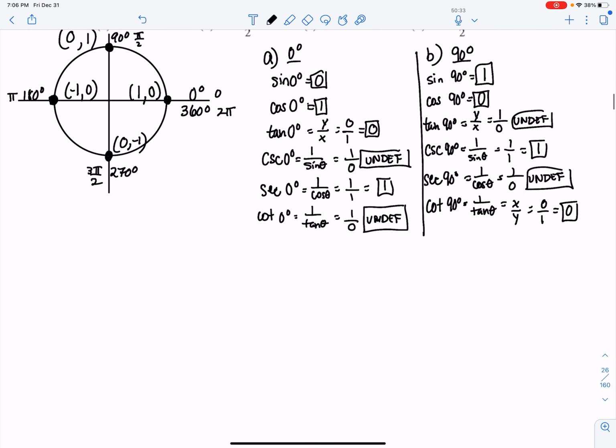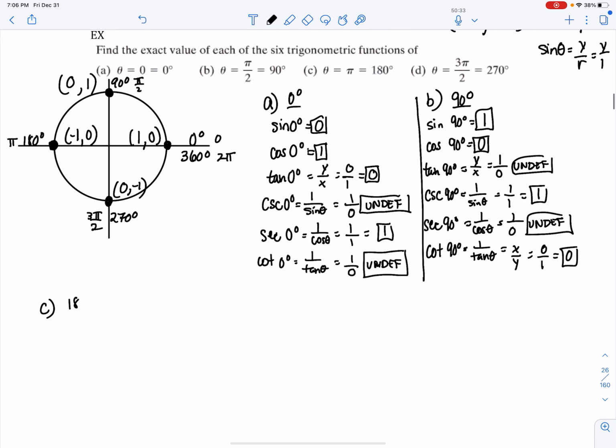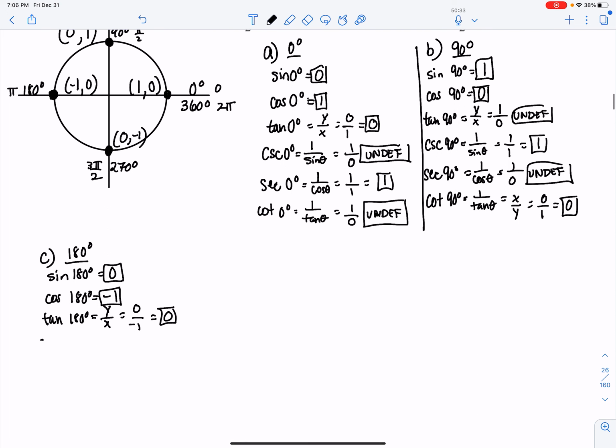All right, guys, let's look at C. C says I have to find 180 degrees or pi. So sine at 180, once again, I read off my y value at 180, which is 0. Cosine at 180, I read off my x value, which is negative 1. And tangent at 180, remember we do y over x. So my y value is 0, and my x value is negative 1, so I get 0 for that one. Okay, so I have the major 3, now I have to go get the rest of them.